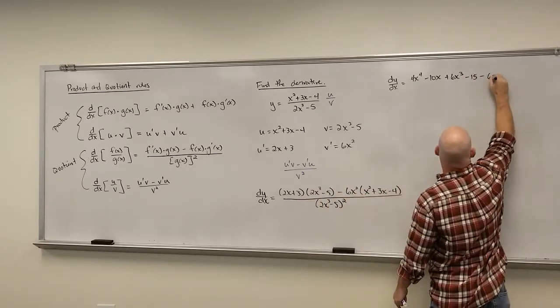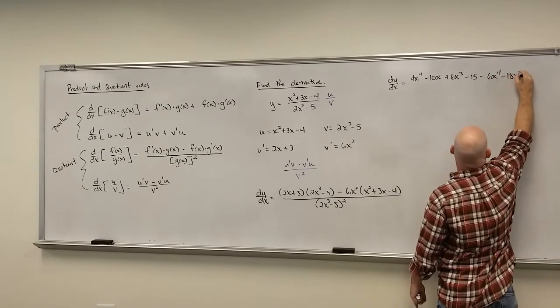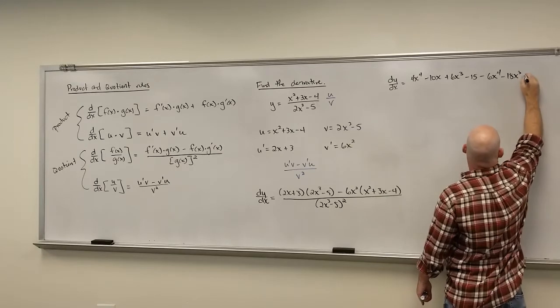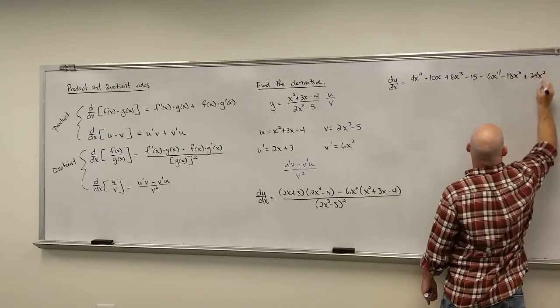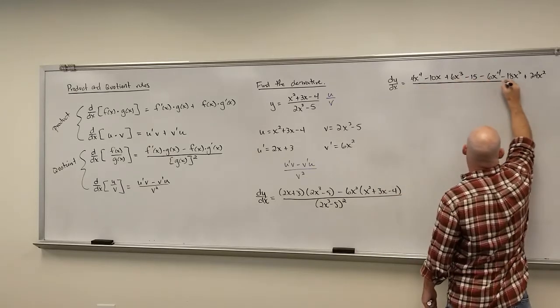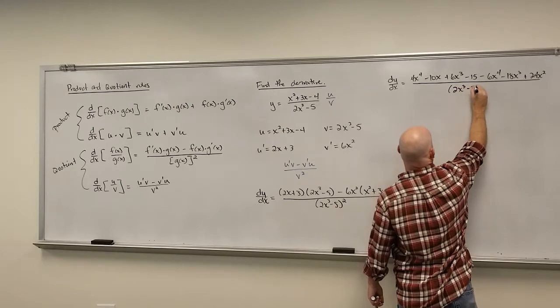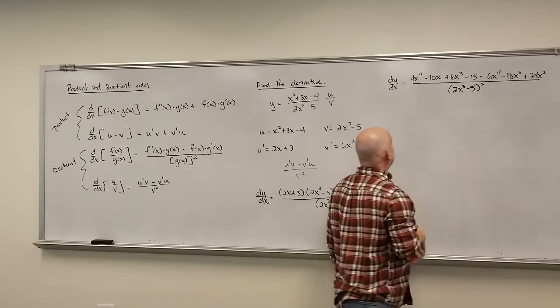That gives me 6x to the fourth minus 18x cubed, run out of room, plus 24x squared. Okay, hopefully you guys can see all those. All divided by, the denominator didn't change, that's 2x cubed minus 5 squared.